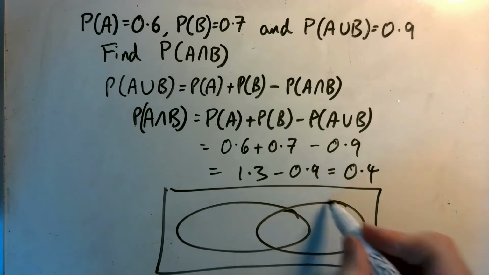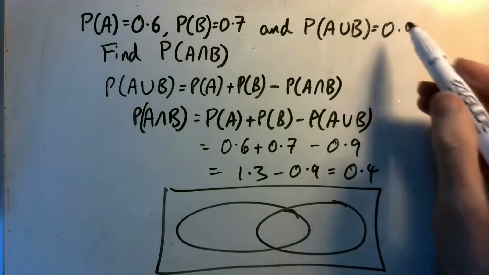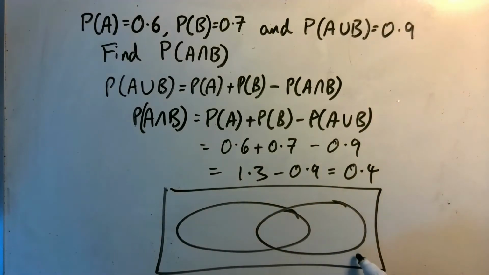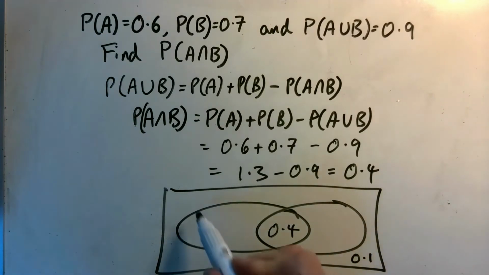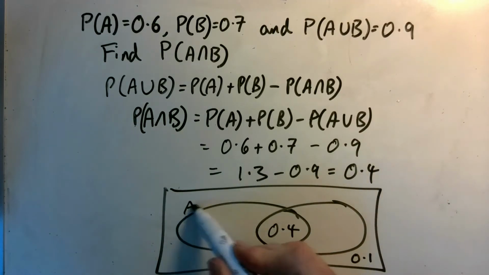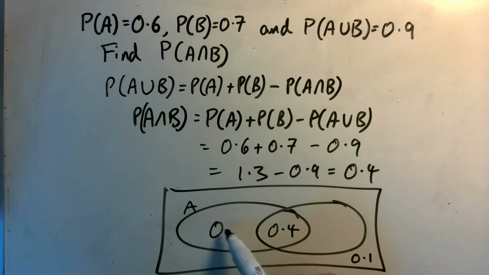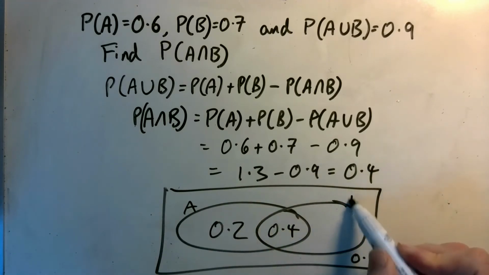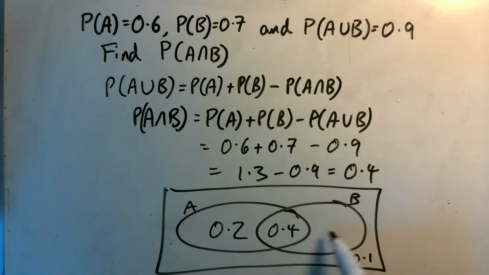So what do I know? I know that all of this is 0.9, so I know that should be 0.1 there. They've told us that we've now worked out that would be a 0.4. Probability of A is 0.6, so 0.4 plus 0.2. B is 0.7, 4 plus 2 is 6, plus 1 is 7, so that gets us there that way.